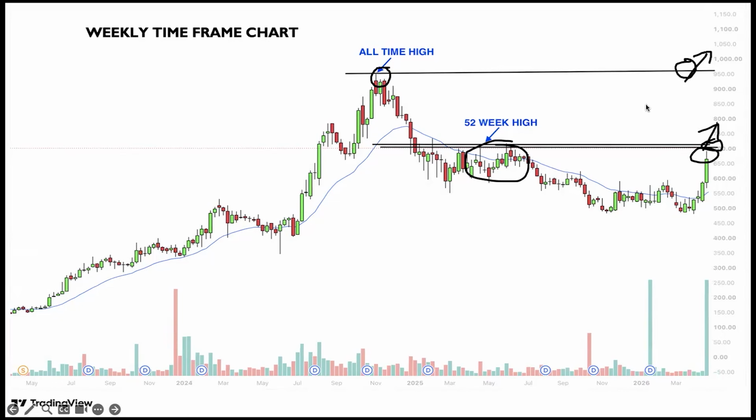Why am I saying that? Because from here there is a huge window, right? Because once the breakout happens here, the next resistance is far away, right? So that is why this stock is not crashing. This stock is making a consolidation.